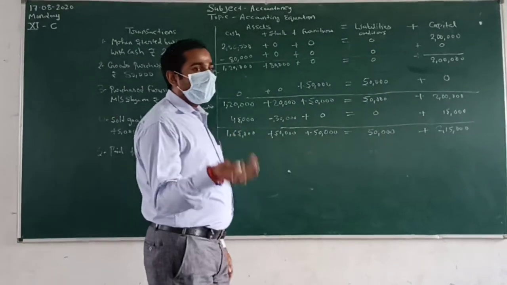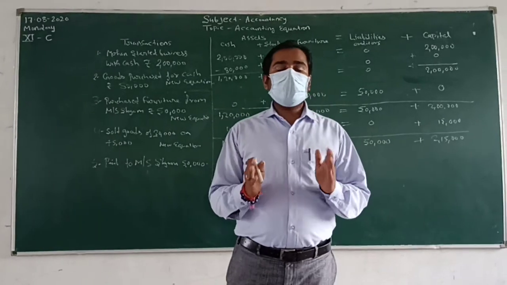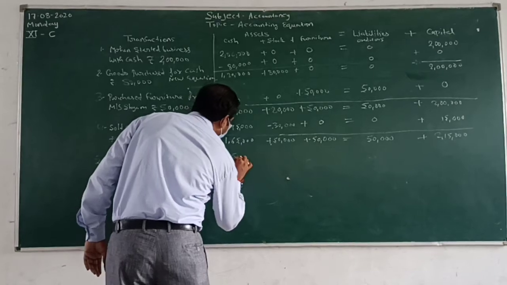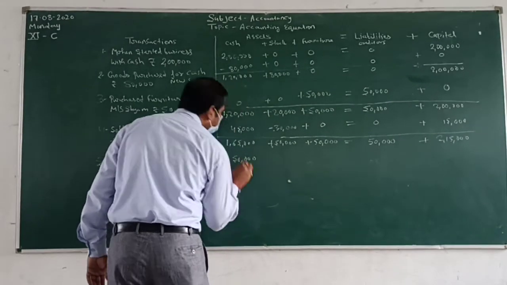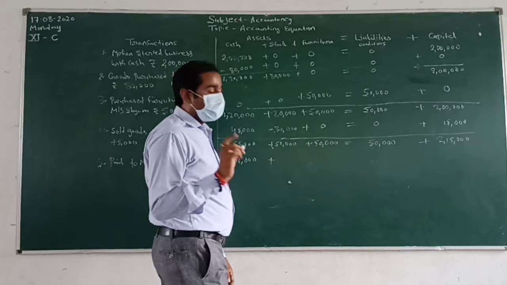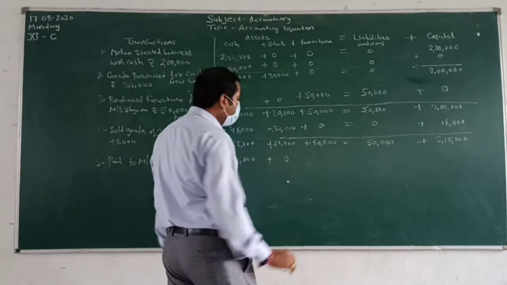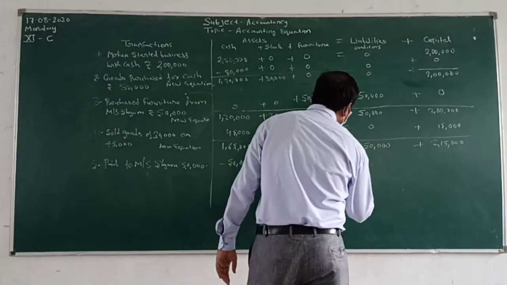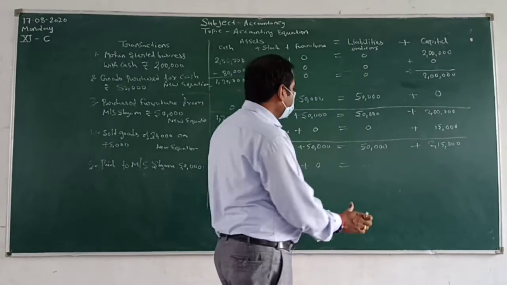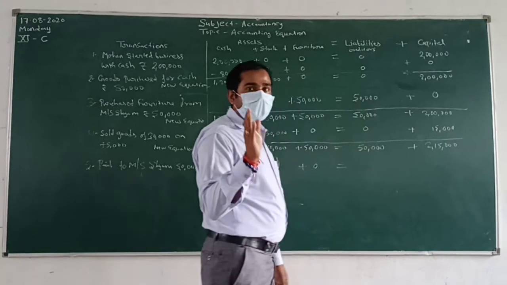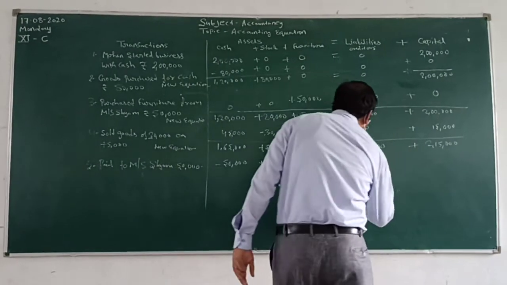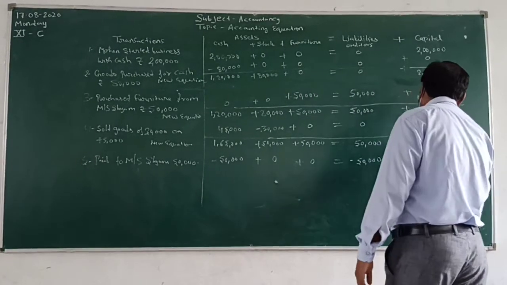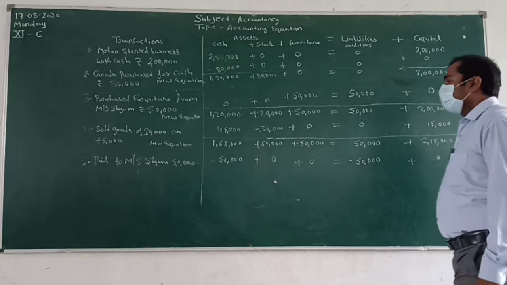So when we pay to Mr. Shyam, then 50,000 amount is reduced from the cash, and here we just reduce cash 50,000. There will be no effect in stock. Here we write 0. Once again there is no effect in furniture. Here we write 0. And when we pay to Mr. Shyam, then our liability of the creditor is reduced by 50,000, and here the 50,000 is subtracted and there will be no effect in the capital, so there is a 0.